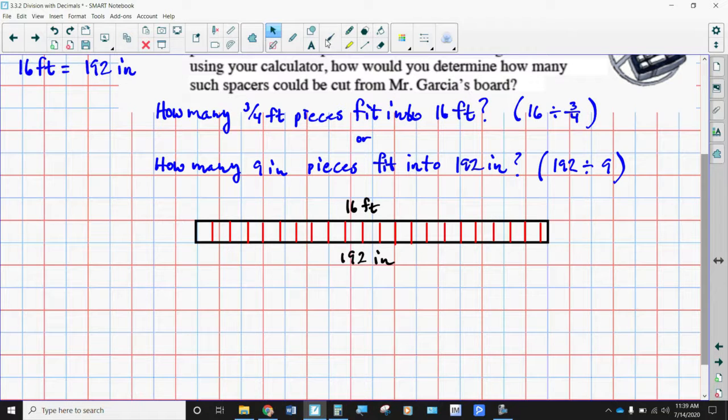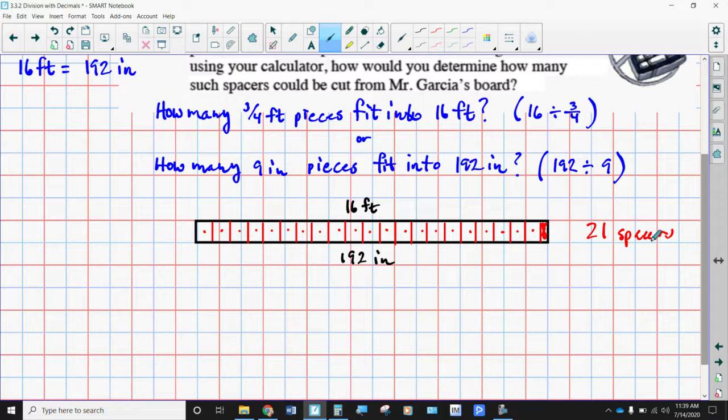Got it. Okay. So how many of these do we have here? 1, 2, 3, 4, 5, 6, 7, 8, 9, 10, 11, 12, 13, 14, 15, 16, 17, 18, 19, 20, 21 with a little bit left over, and that looks like it's 1/4. So that looks like it's like 1/3 of the 3/4. So I'm thinking we got 21 spacers that we can get out of this with a little bit left over.